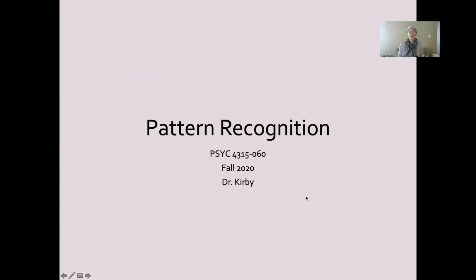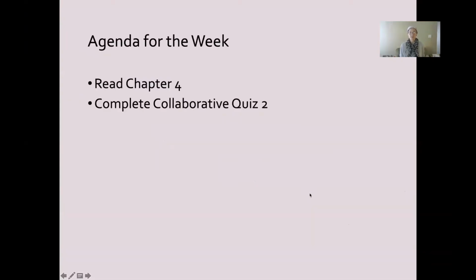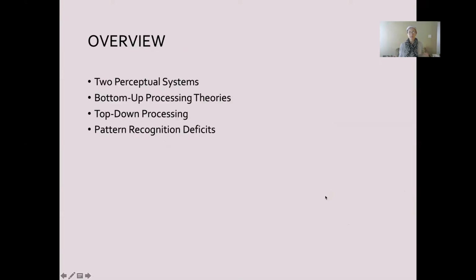Pattern recognition can also be called perception. Remember, for this week you need to read all of chapter 4 and complete collaborative quiz 2. So we're going to start by defining these two perceptual systems we'll be digging into later in the chapter, go through some bottom-up processing theories, talk about how top-down processing works, and then talk about some conditions in which people have pattern recognition deficits. And looking at those deficits can sometimes help us understand the skill of pattern recognition even better.